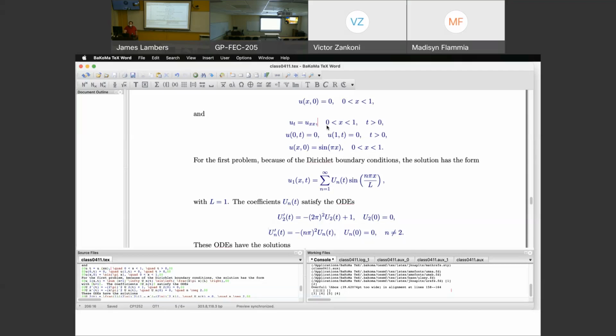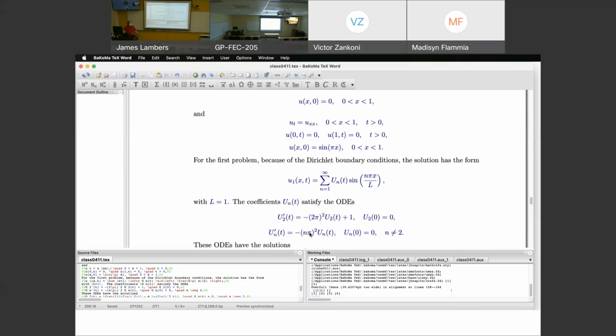Now here, the interval is 0 to 1. In general, you're going to have n pi over L. But that's in those formulas. The formulas in the notes are for the most general case. So definitely use them. Okay.